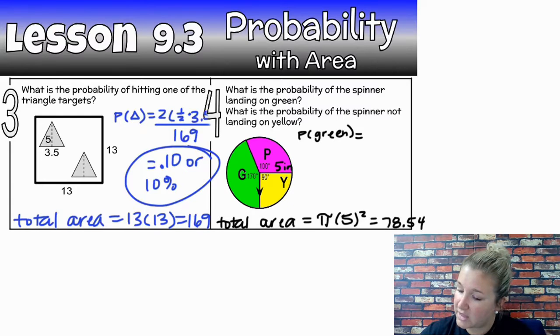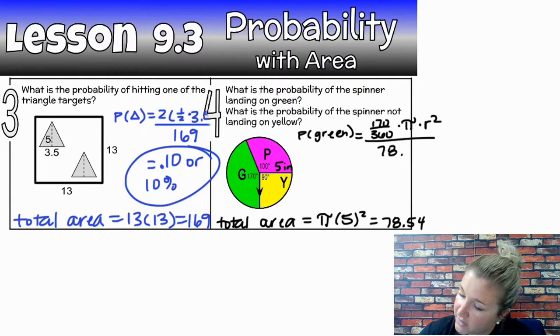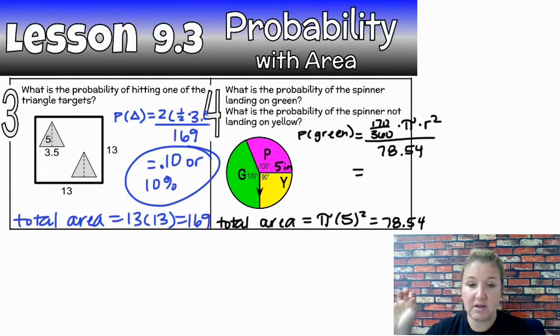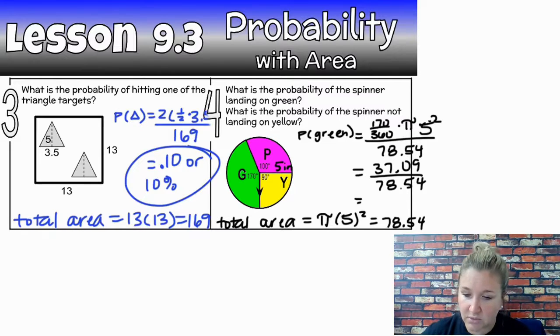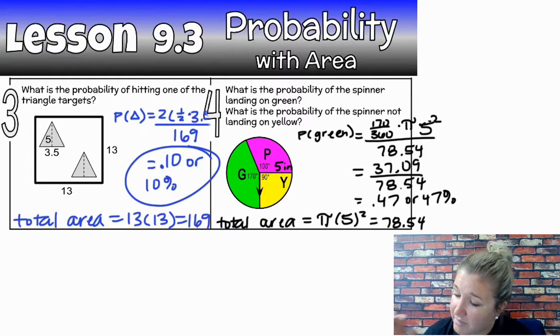So the probability of green is going to be the area of a sector, that little piece. That's why you need this degree sign there. So I have 170 divided by 360 times pi times r squared, all divided by 78.54. Oh, I'm not going to use r, I'm going to use 5 here. So I plug the numerator into my calculator and get 37.09, divided by 78.54. That gives me 0.47 or 47%, which makes sense because 180 would be half of the circle, which would be 50%.